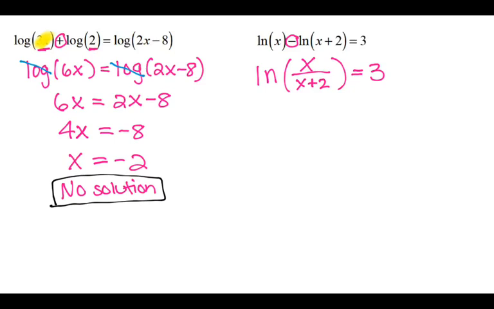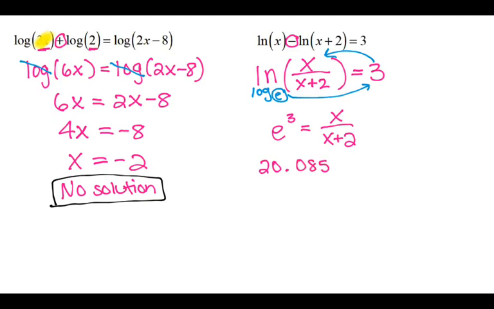Now, natural log is the same thing as a log base e. Since I have log equals a number, I want to change that to exponential form. So I have e to the third equals x over x plus 2. Now, e to the third, I'm going to put into the calculator to figure out what that is as a decimal, and that is approximately 20.0855. I'll do 4 decimal places since I did my other one with 4 decimal places. Might as well stay consistent.